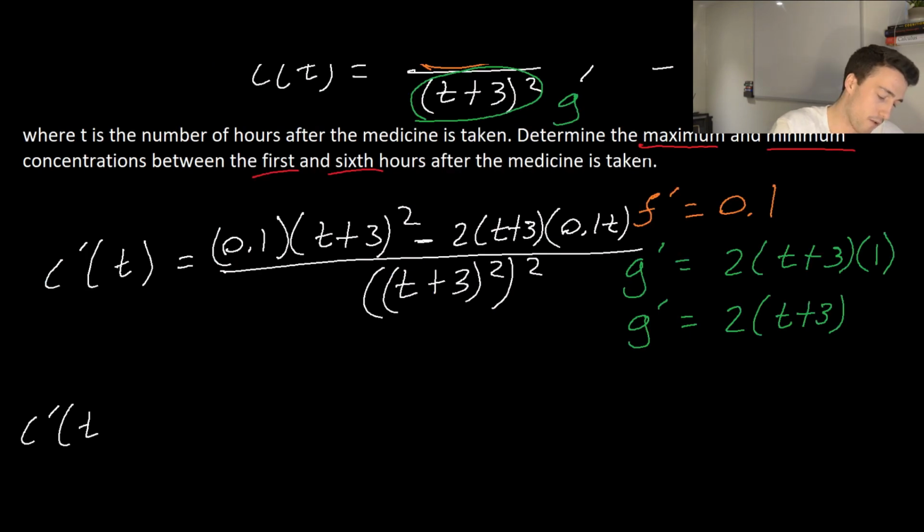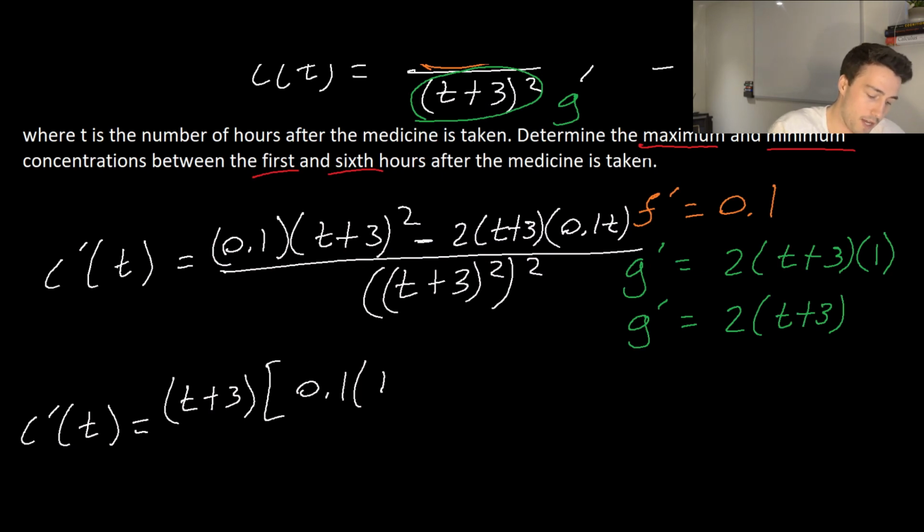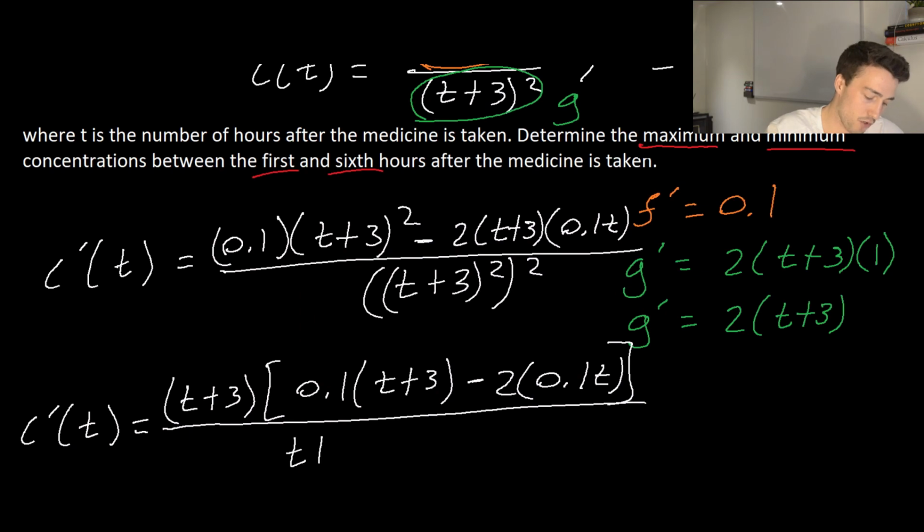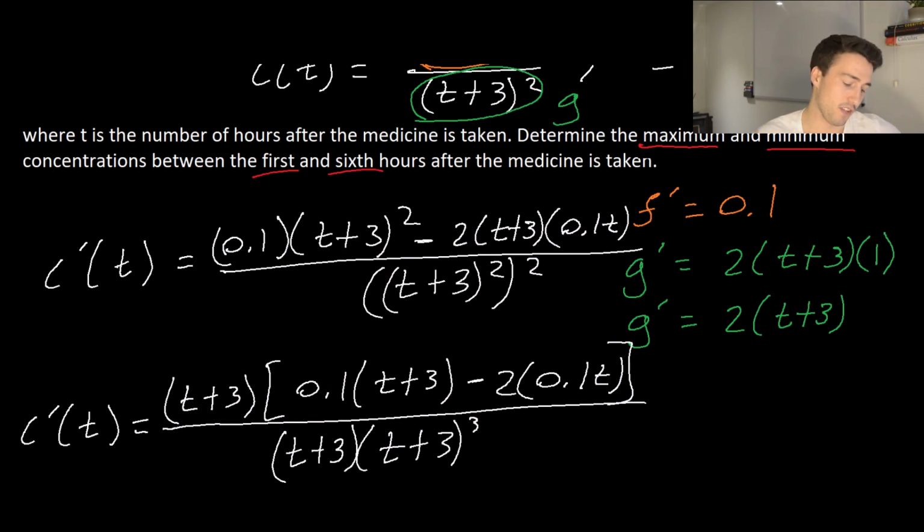So what I'm going to do now is factor out a t plus 3, because there's a t plus 3 in each of the terms in the numerator. Up top we're going to have 0.1 multiplied by (t plus 3), and then minus 2 times 0.1 t, because we factored out that t plus 3. In the bottom, I'm also going to factor out a t plus 3, just to show you that it cancels. So this is going to be (t plus 3) multiplied by (t plus 3) to the power of 3. And now that you see that, I think you can realize that we can cancel this t plus 3 on the top and the bottom.